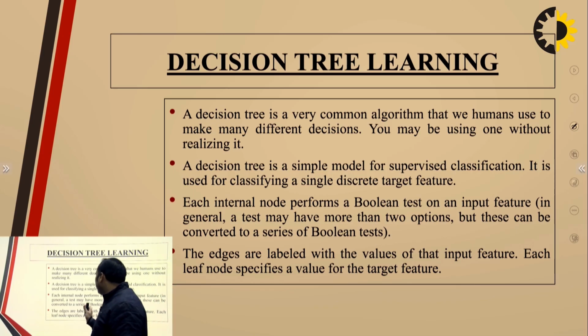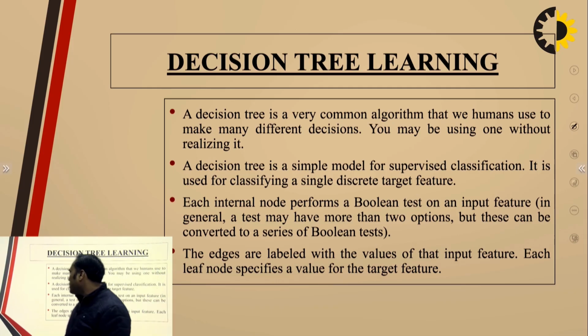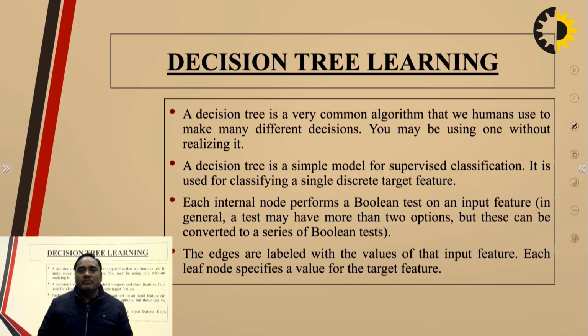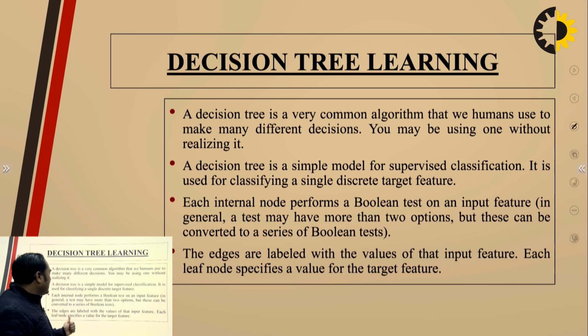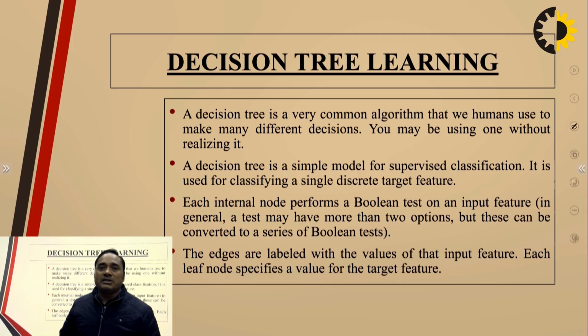In general, a test may have more than two options, but these can be converted into a series of Boolean tests. So we have two categories. Maybe we are targeting one category in the decision tree. Boolean means we have the value in the form of 0 and 1. Either you have the value or you do not have the value. So it will depend upon the 0, 1. The edges are labeled with the value of that input feature. Each leaf node specifies a value for the target feature. So every leaf of that tree is finding out the target feature, what is the next feature.